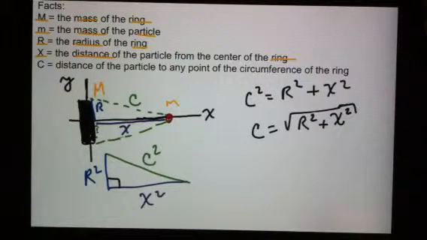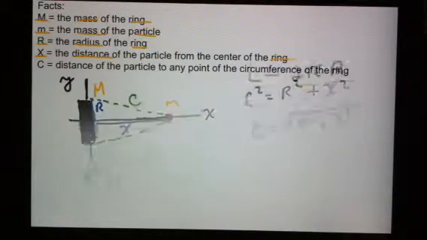First, we need to find out what C squared is. Does this look familiar? That's the Pythagorean theorem. So we can say that the distance between the particle and the circumference of the ring at any point on the circumference of the ring is C equals the square root of R squared plus X squared.